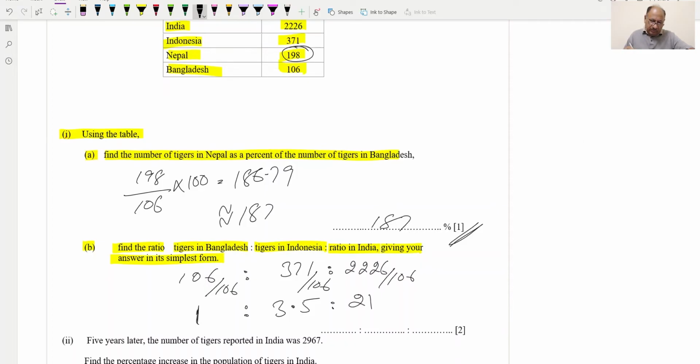So they are saying simplest form. If they were saying simplest whole number, then we would have to take care of this decimal, and we could double it. In that case it will be 2, 7, and 42. But they are just saying simplest form, they are not saying simplest whole number, so we can give 1, 3.5, and 21 as the answer for this question.